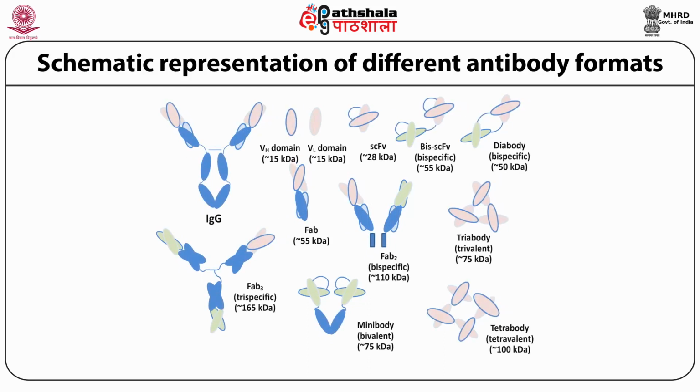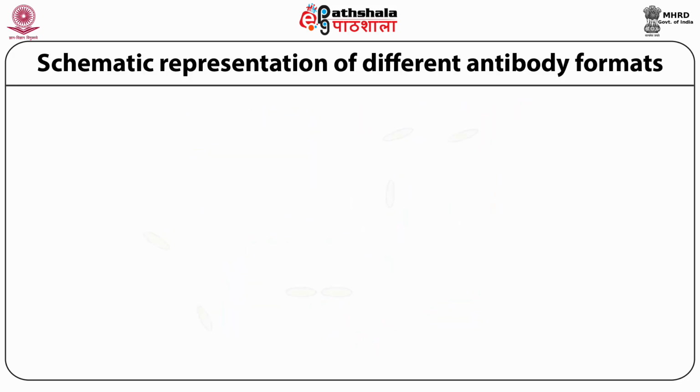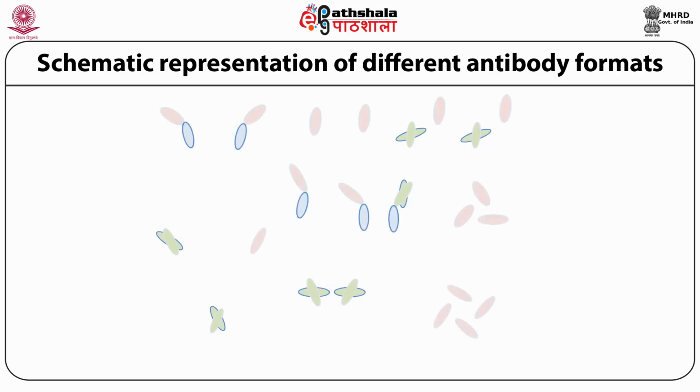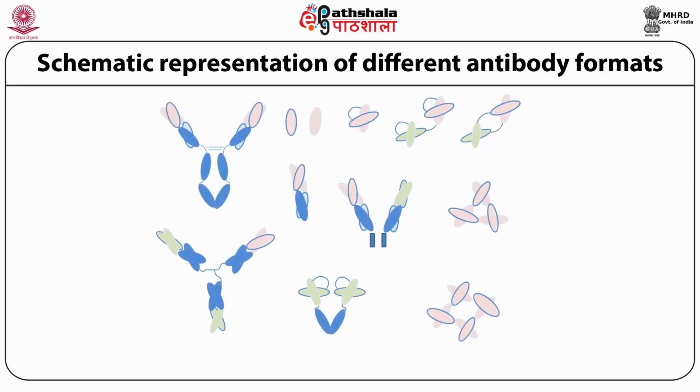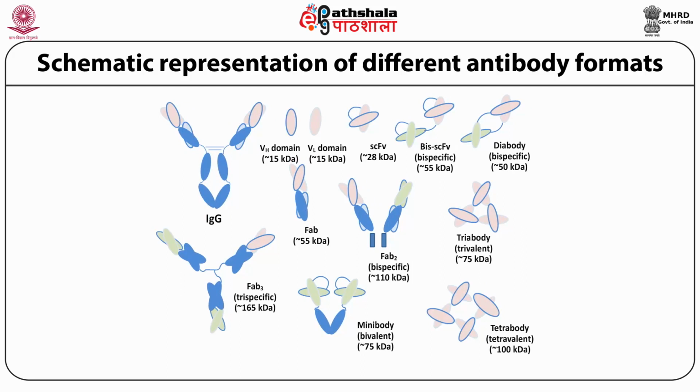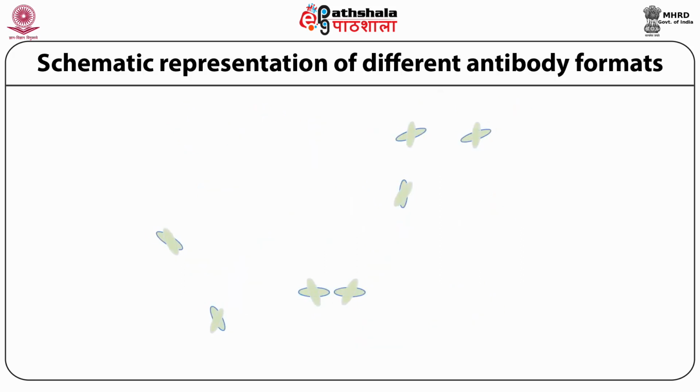Then we have tribodies, minibodies, and tetrabodies, which can be generated, where the binding sites have been increased to suit the increased avidity of the antibody molecules.